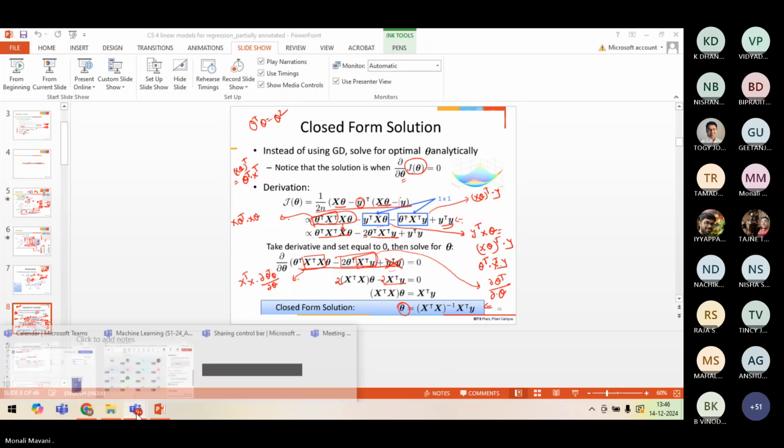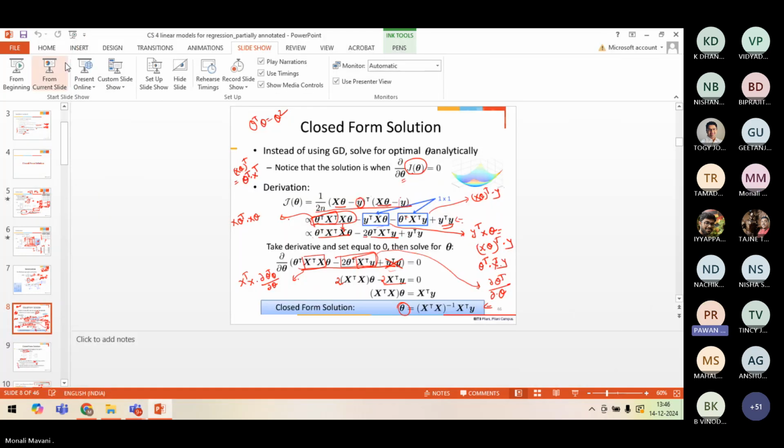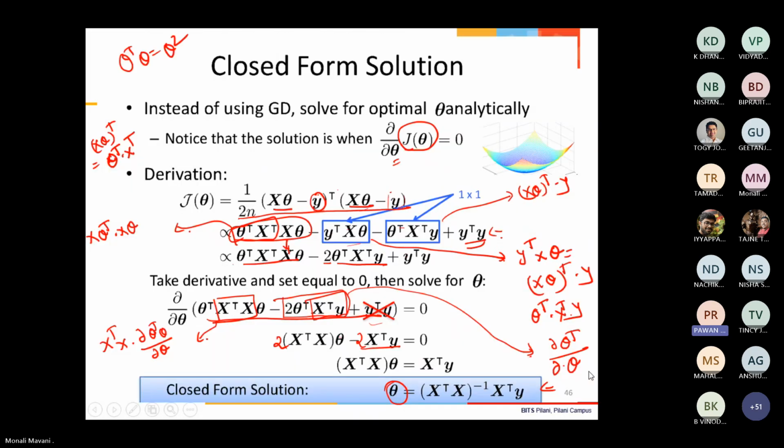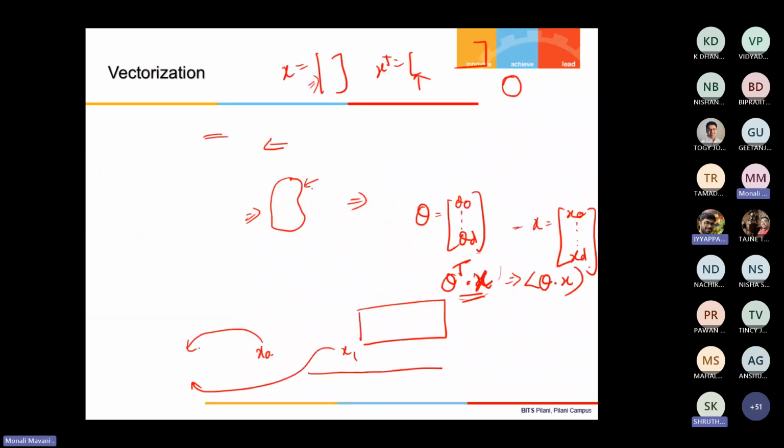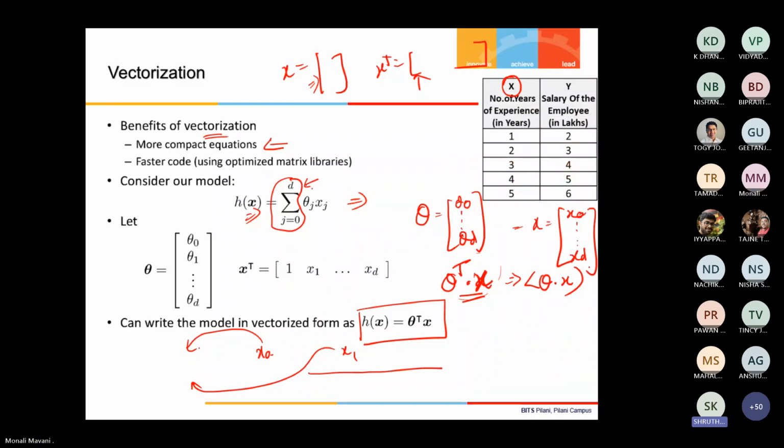M by N matrix of parameters. Sorry? M by N matrix of training examples, like x1, x2, xn. Features. Yeah, features, correct.